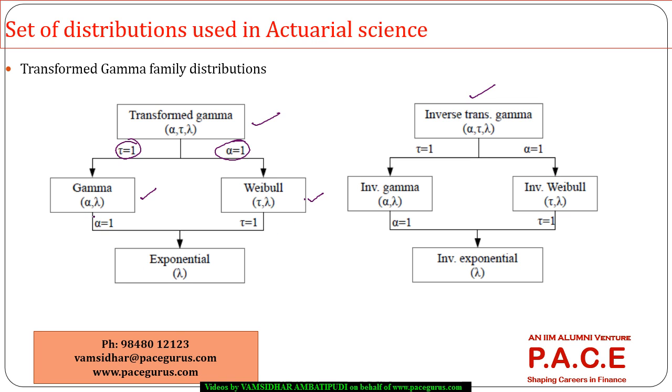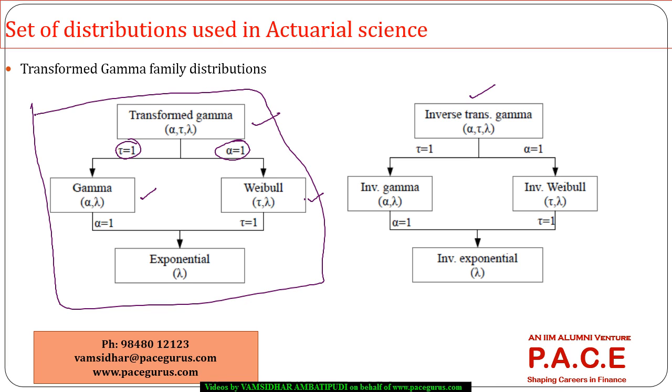Now, if alpha is set to 1 in a gamma distribution and tau is set to 1 in a Weibull, I can very well convert both of them into exponential. In gamma, by setting alpha equal to 1, it becomes an exponential distribution. In a Weibull, by setting tau equal to 1, it becomes exponential. So we can very well convert one to the other among these categories of distributions.